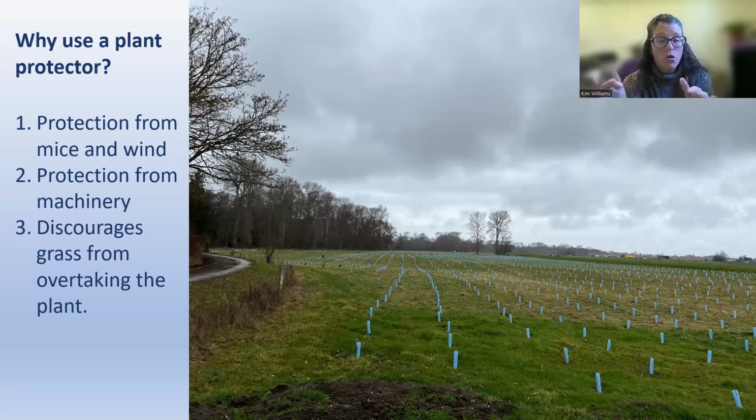And since this is a field, the grasses get pretty high. They get over waist high, four feet high. This is mowed in between the rows. And the protectors really help if you're going to be mowing or weed eating around your newly planted plants so that you don't hit them, so that you can actually see them.